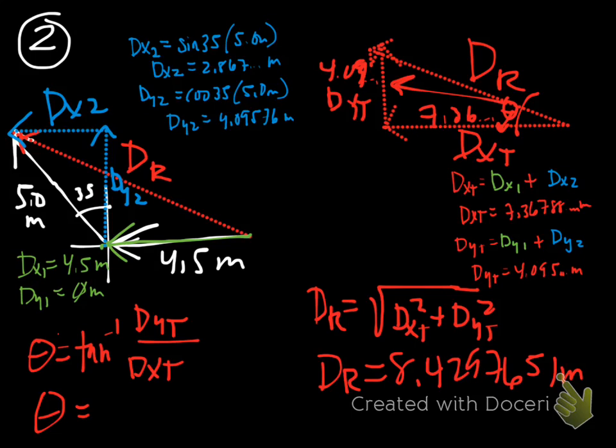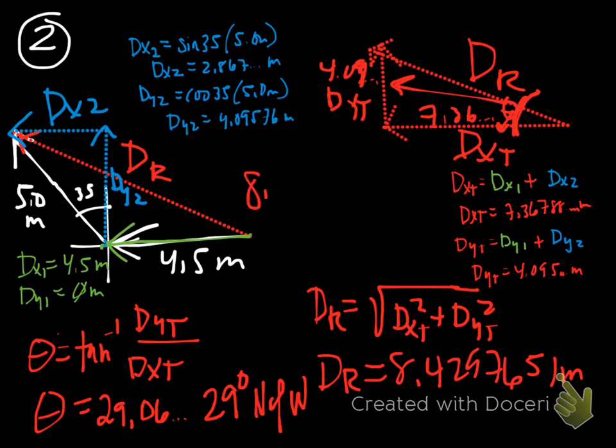Theta is equal to, oops, that's the wrong problem I'm looking at. Okay, 29.06, etc. So it sig figs out to 29 degrees. 29 degrees north of west, because we're looking at that angle. So final answer, 8.4 meters at 29 north of west.